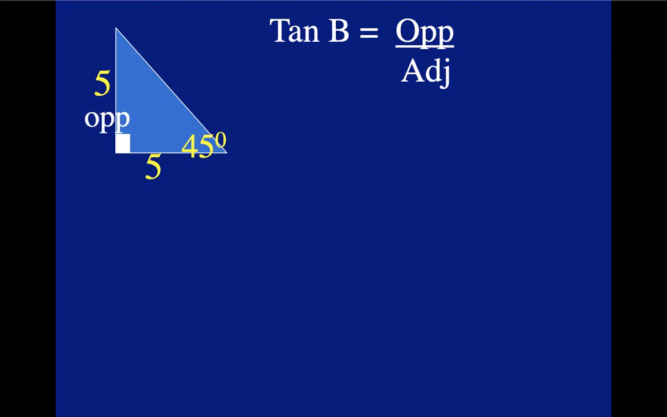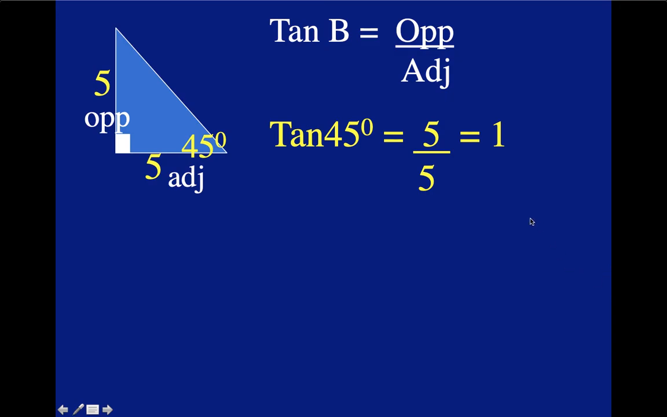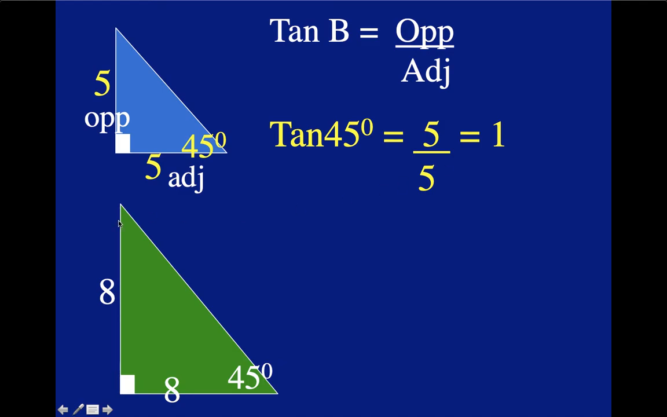Let's take a look at the 45, 45, 90. The opposite side is across from the 45. The adjacent side in this case is a 5. And if I wrote the opposite side over the adjacent side, I have that the tangent of 45 is equal to 1. That's going to happen in any 45, 45, 90-degree triangle. I have a larger triangle, but when I put the opposite side over the adjacent side, I always come up with the tangent of 45 equal to 1, no matter what size the triangle is.